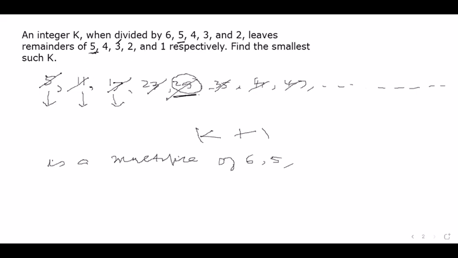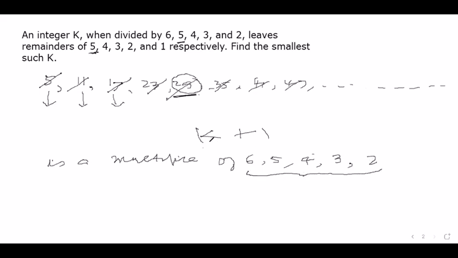And the same thing happens with 3. When you divide by 4, when you add 1 to it, that number will now be a multiple of 4. So this number is a multiple of 6, 5, 4, 3, and 2. It's a multiple of all these. Now that problem is easy to solve.